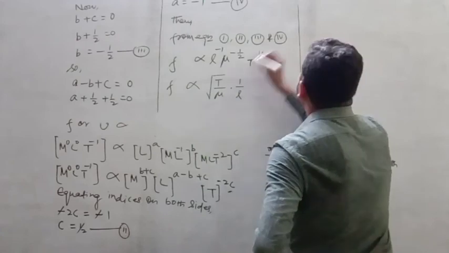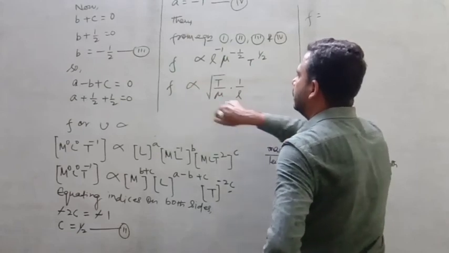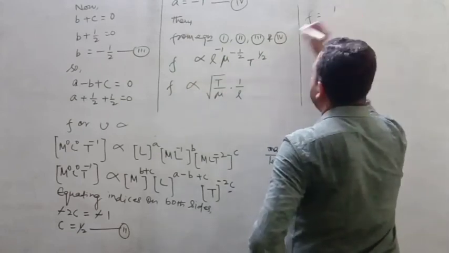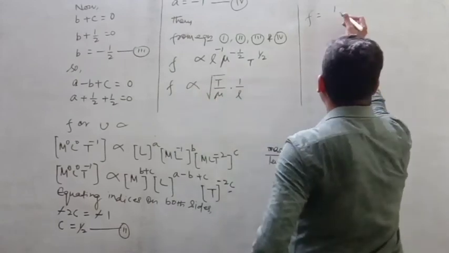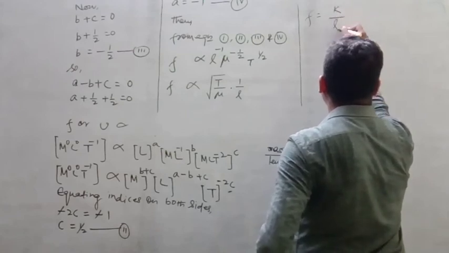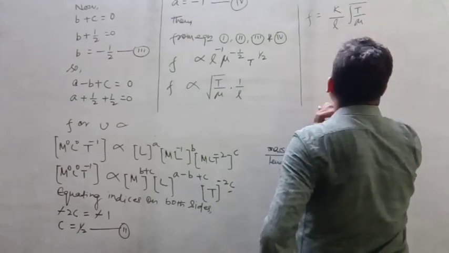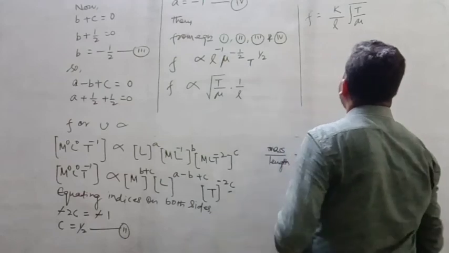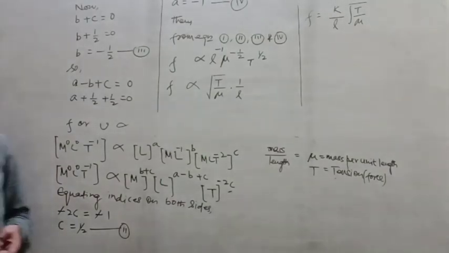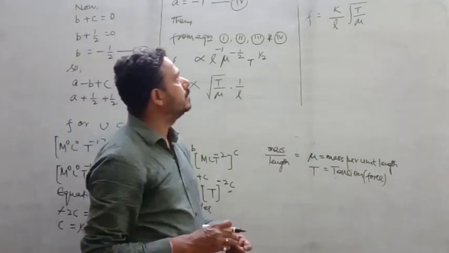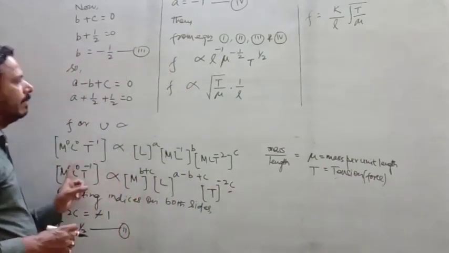Then f is equal to, you just replace this proportionality constant. So after replacing it with a constant, this one is suppose k by L. So k by L will be here of root T by mu. So now here you are seeing that one constant k is there also, which is not defined dimensionally. So this one is a drawback, we will study later.